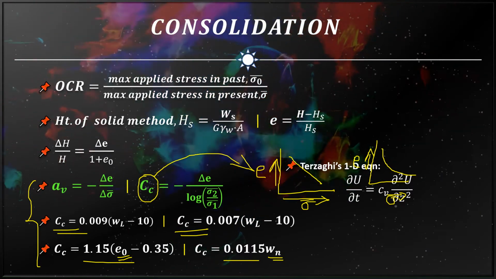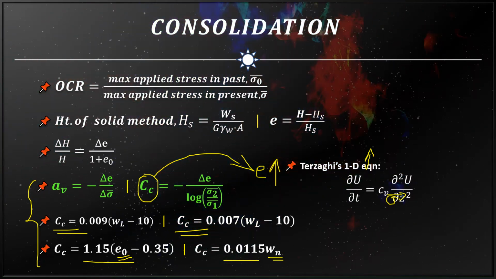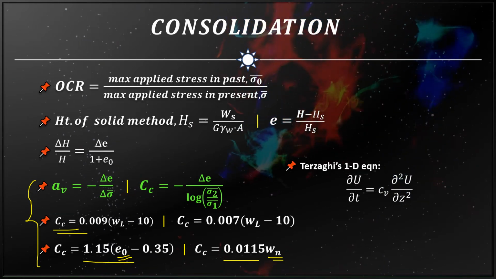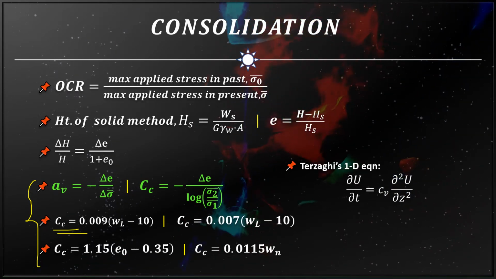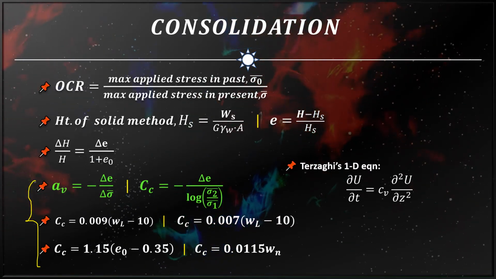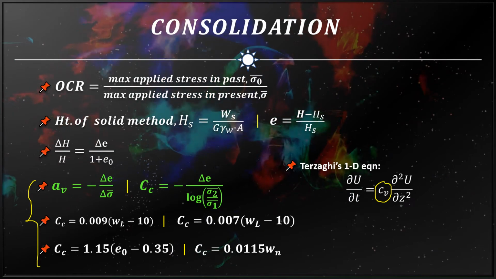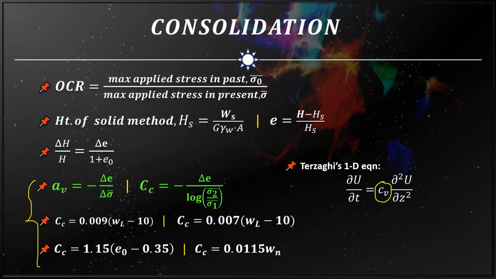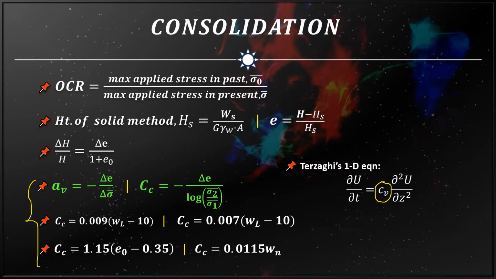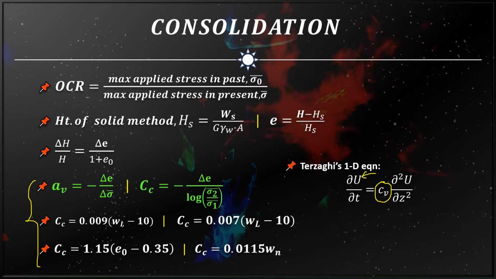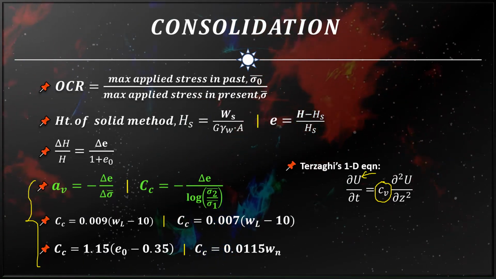And there is another important thing called Terzaghi's one-dimensional equation. This is the basic equation to determine the coefficient of consolidation, time factor, and everything else. So the coefficient of consolidation is given by this Cv term, and Terzaghi's one-dimensional equation is dou u by dou t, that is the partial derivative of u, the degree of consolidation, equal to Cv into dou square u by dou z square. z is the height.